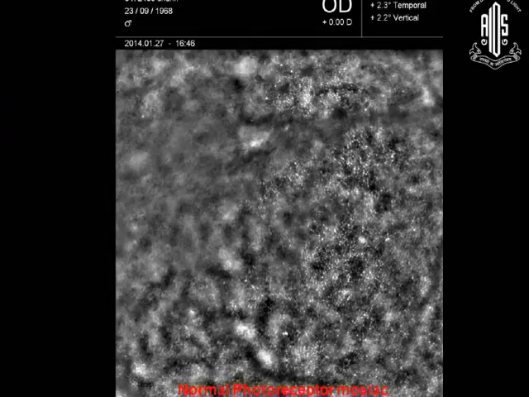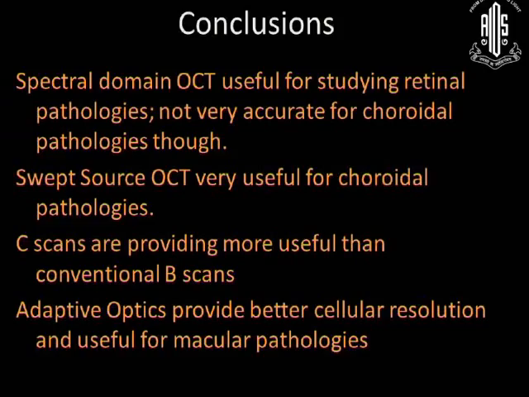So to conclude, spectral domain OCT is very useful for studying the retinal pathologies, but is not very accurate for choroidal pathologies though. Swept source OCT is very useful for choroidal pathologies. C-scans are providing more useful information, and we have to understand and master our C-scans, because our OCT angiograms are going to be C-scans. So we have to do a mental shift now from B to C, because the future is with that.